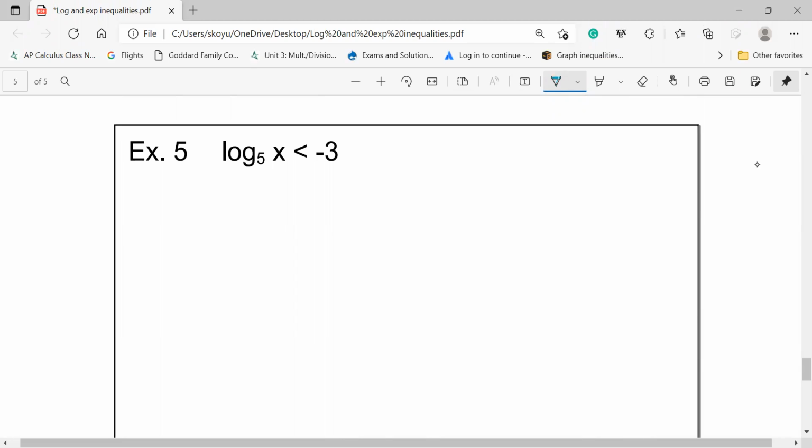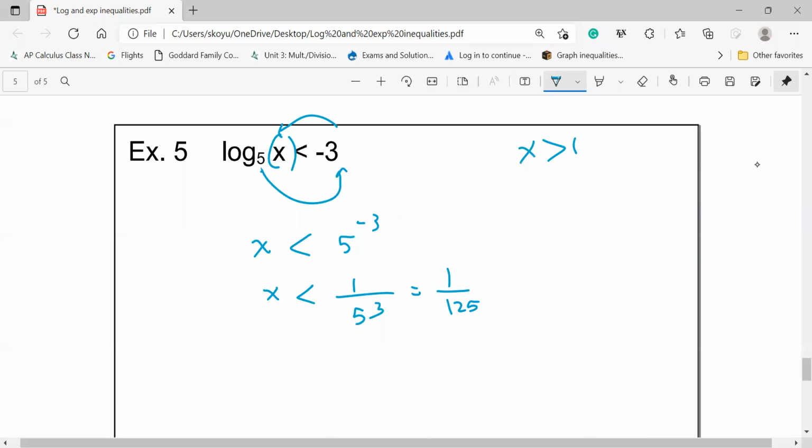So this C, you're going to convert it, right? So you're going to do 5 to the negative 3 equals the input. So it's x less than 5 to the negative 3, which will give you x less than 1 over 5 to the 3, which is 1 over 125. And the input has to be positive, of course. x is bigger than 0.